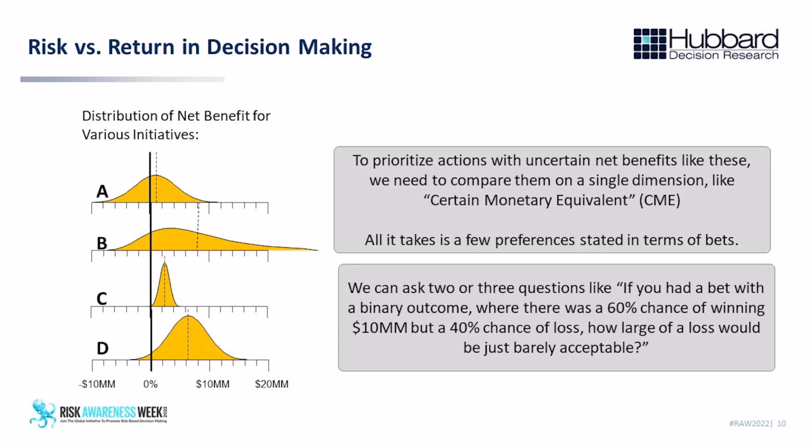There is an amount that you would be indifferent on. Some people would say, I would be indifferent between a 60% chance of winning 10 million and a 40% chance of a $10,000 loss because they're so risk averse. That's not a wrong answer. That's just an extremely risk averse person, right?